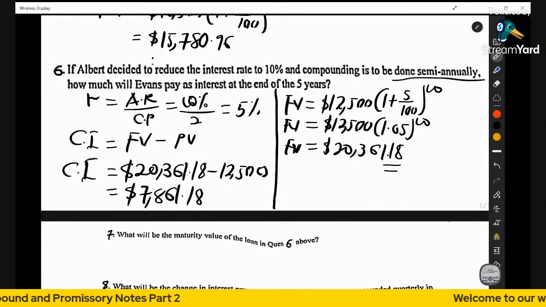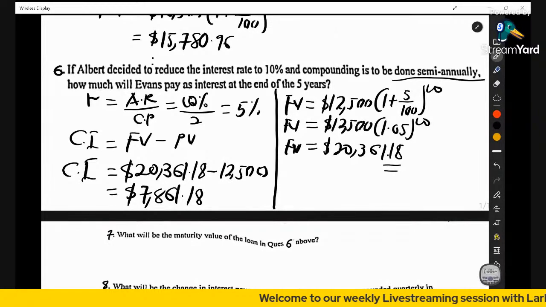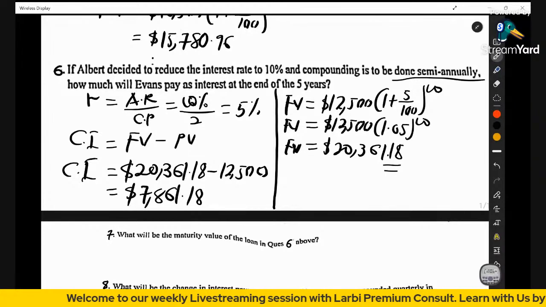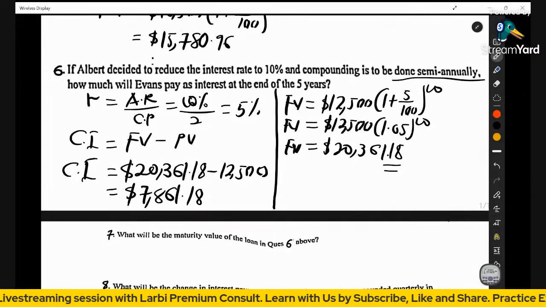So here the examiner is trying to play with changes to the parameters or the variables in the formula. Once there is a change and the other conditions remain the same, just use that change and then calculate whatever the question wants you to calculate.